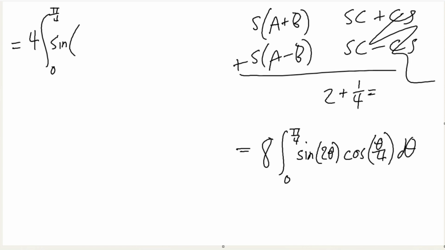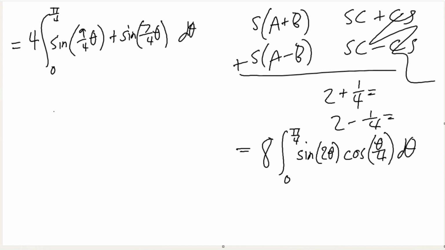We get sine of, what's 2 plus 1/4? I'm not a math Olympiad, don't judge me. 9/4 of theta plus sine of 2 minus 1/4. That's 7/4. Is that correct? Yeah, I believe so. And now we get negative. This is all negative.